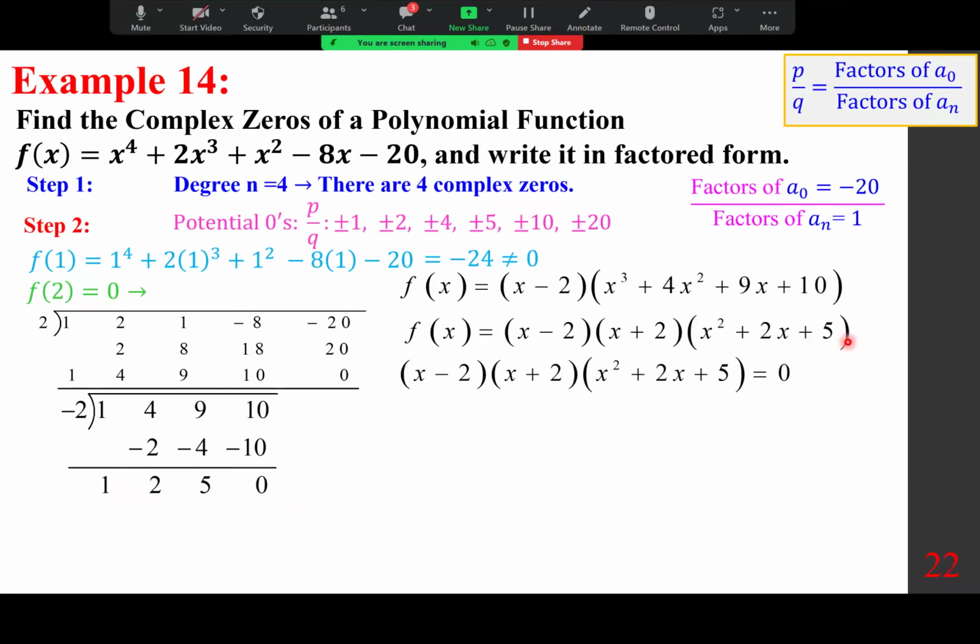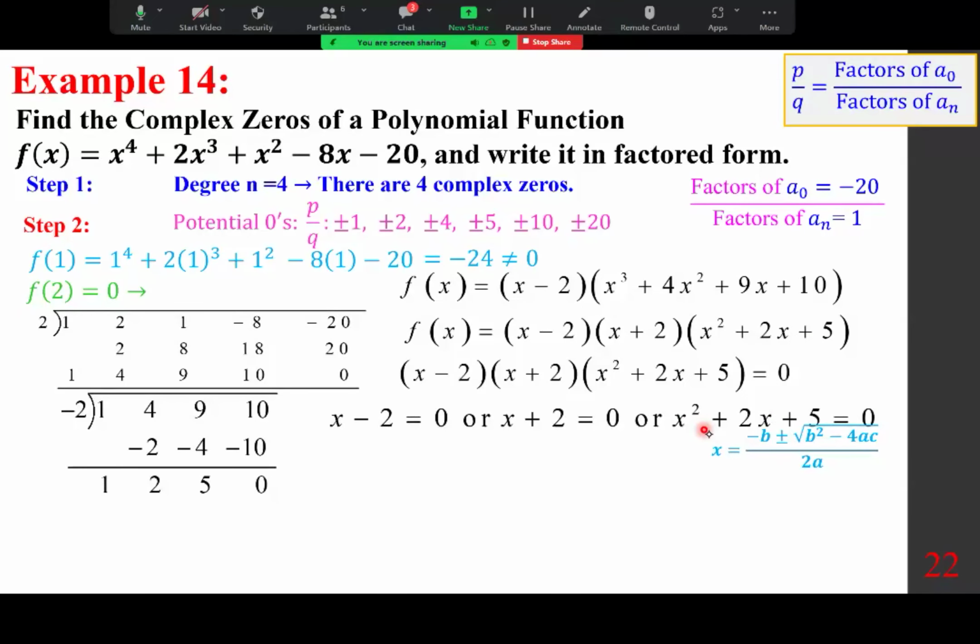If we were to set this equal to 0, x is 2, x is minus 2. This one uses the quadratic formula: x equals minus b plus or minus the square root of b squared minus 4ac, over 2a. The reason we use the quadratic formula on this part is because it cannot be factored.